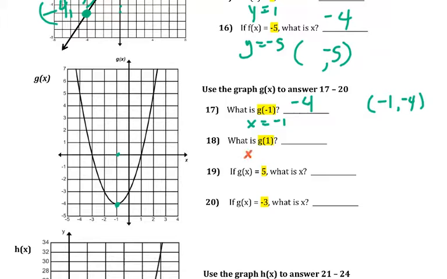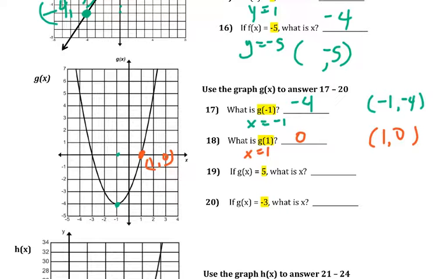G of 1, that means x is equal to 1. So I'm looking for the input of 1, and what's the output? So I go over here to 1, and it's right there. So that ordered pair is 1, 0. So that means if my x is 1, my output, or my y, is 0.